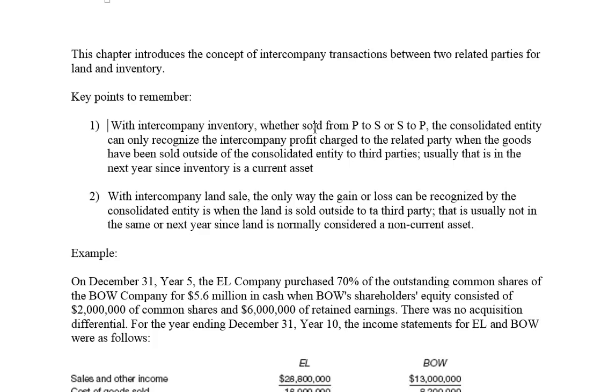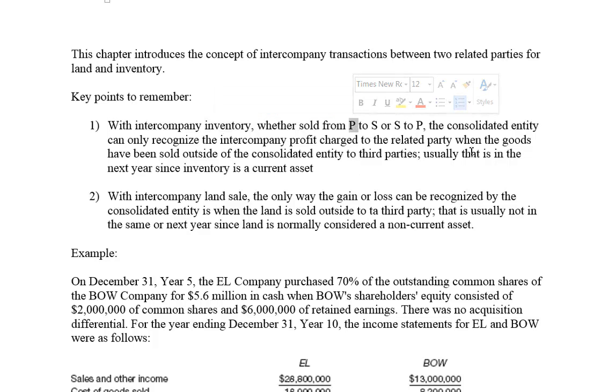So some of the key points you have to remember is number one, when you have an intercompany inventory sale, it doesn't matter if it's sold from parent to sub or sub to parent, the consolidated entity can only recognize its share of the profit that's charged to the related party when the goods have been sold outside of the consolidated entity to third parties.